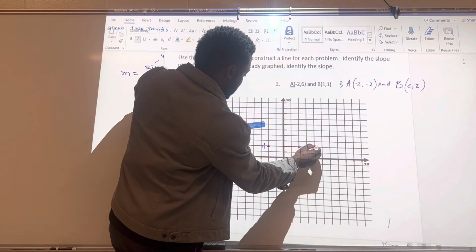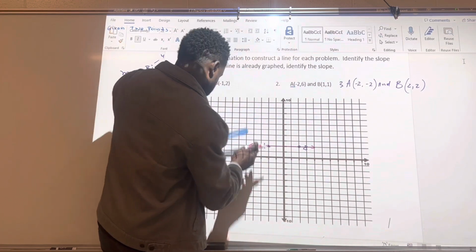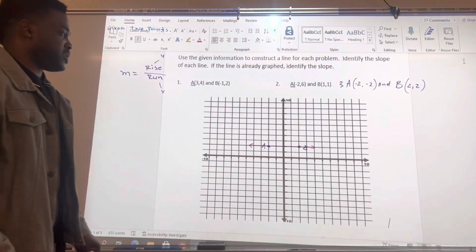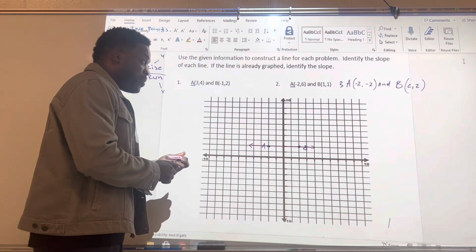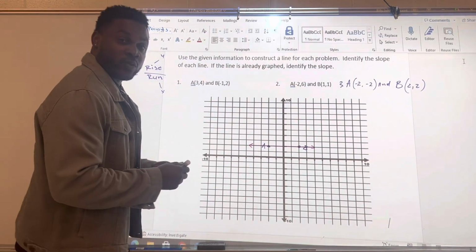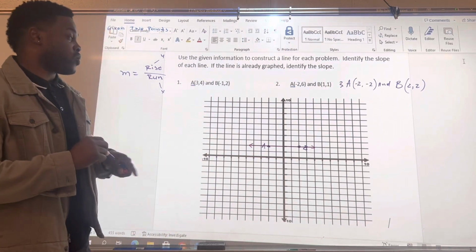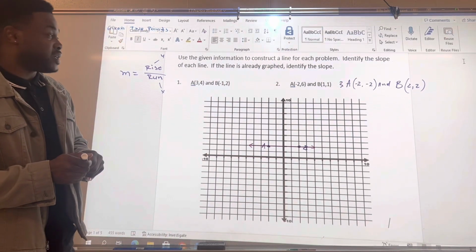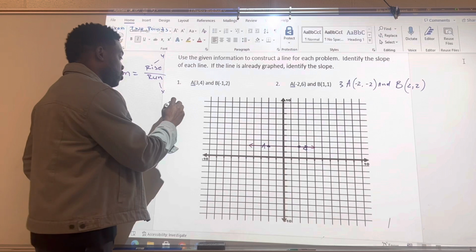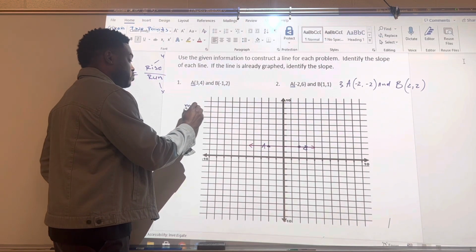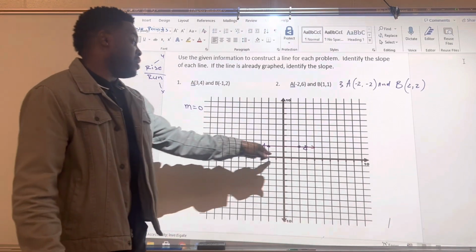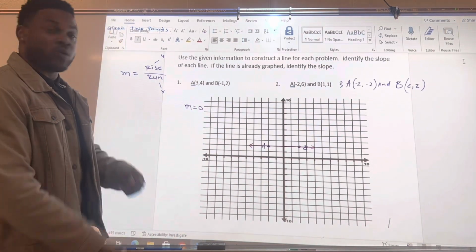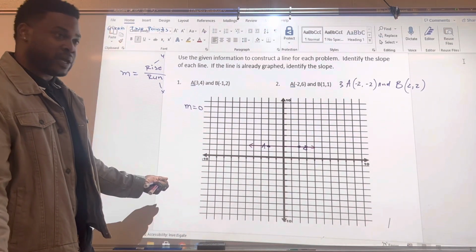I have a straight line that's actually across the y-axis. If the line crossed the y-axis, what happened to the slope? It means that my slope is equal to 0. So you can go ahead and write down right away that my slope is 0. Do you see that?